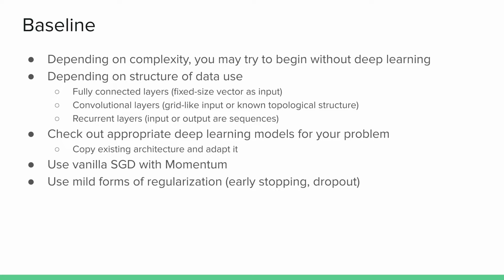So if the data that we're using has a fixed size input, we could start with fully connected layers. If we have grid-like input data, we could use convolutional layers to start with. And if we have some input and output sequences, recurrent neural networks are probably the best starting point to establish a baseline, to get our first draft, our first end-to-end pipeline.